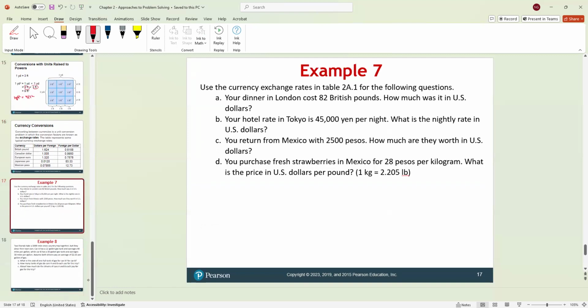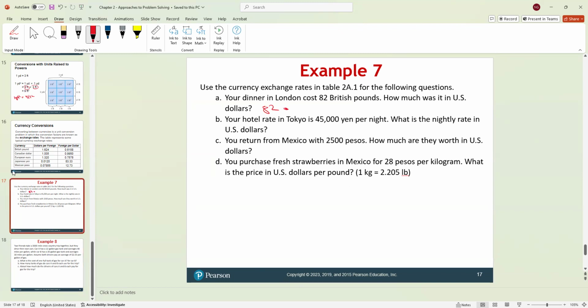Your dinner in London costs you 82 British pounds. If by any chance you want to know this in US dollars, all you need to do is take your 82 pounds and multiply it by the currency rate for US dollars.